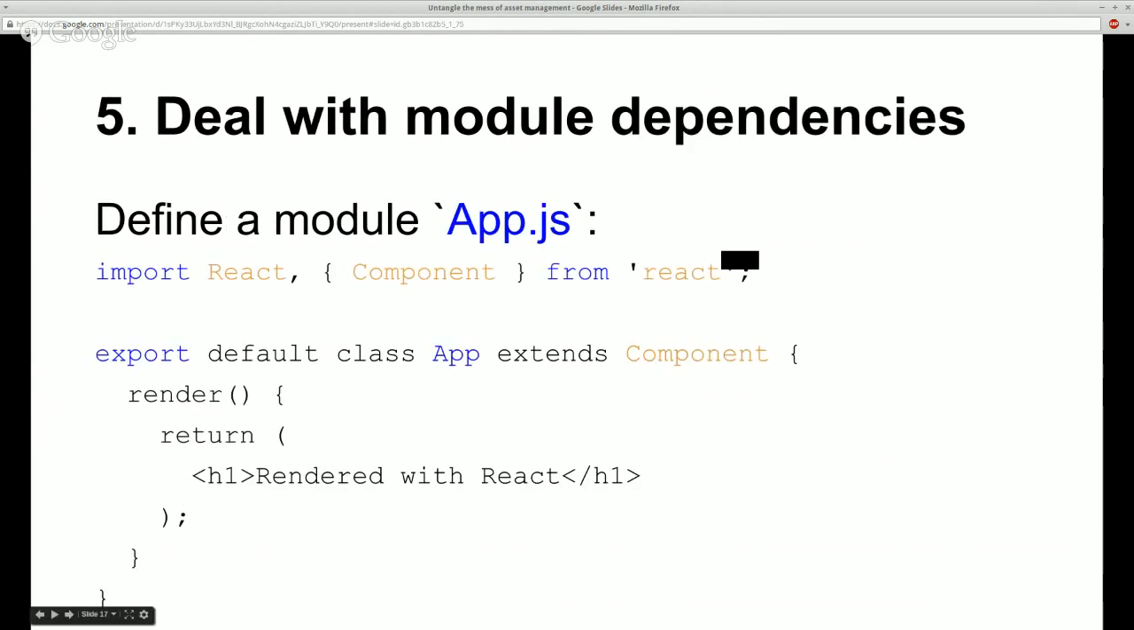Now, let's deal with module dependencies. The code you're looking at might look alien to you, but it's just JavaScript. We're importing a React component and exporting our app, which is a subclass of that React component. This is the ES6 way of importing and exporting modules. It is a basic Hello World React app.